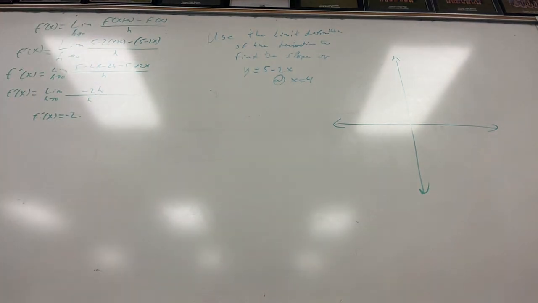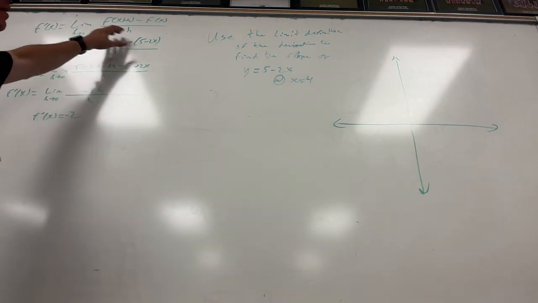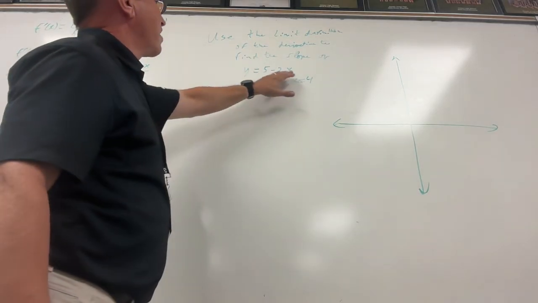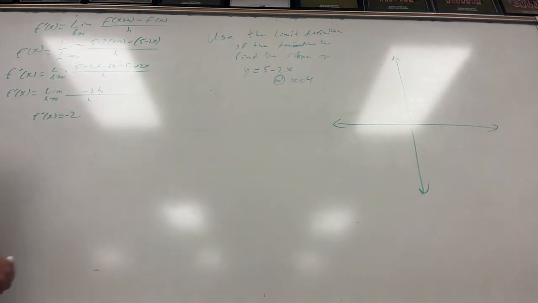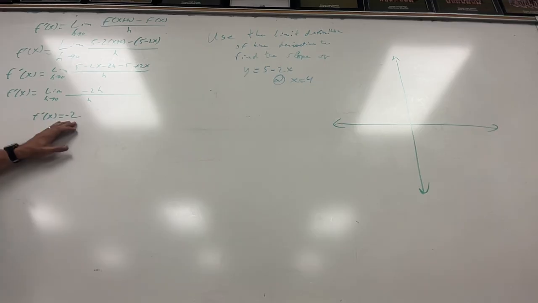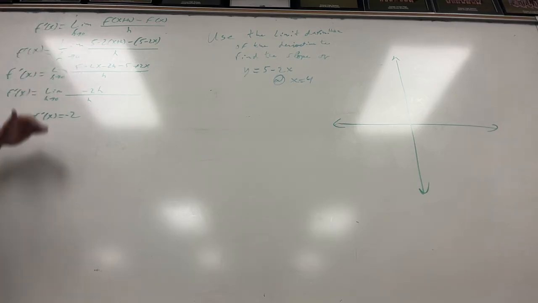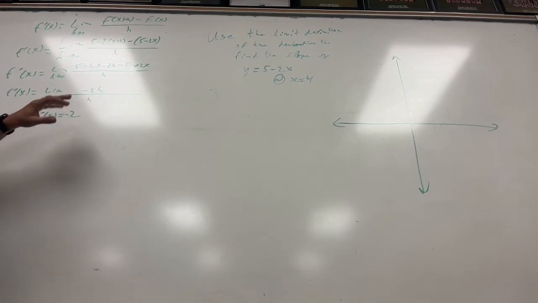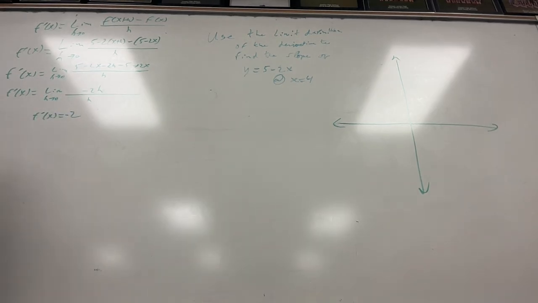So we started off, we did the limit definition to find the slope of y equals 5 minus 2x at x equals 4. And we discussed just a second ago, after we solved this out, that you knew the answer before I told you to work it the hard way. Now, thinking about what this says, when you solve it out and it says f prime of x equals negative 2, how is that different from the problems we've done up till now?